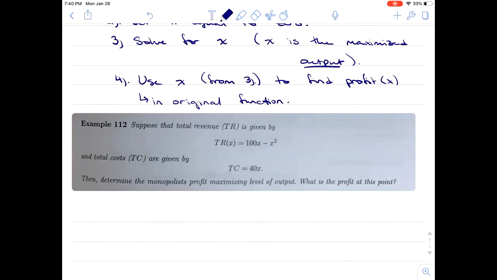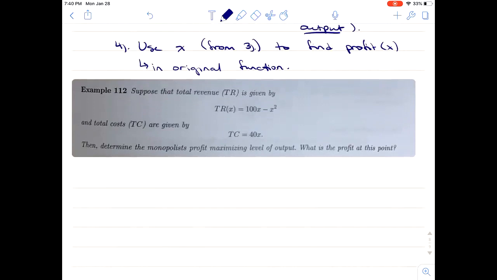Suppose that the total revenue, TR, is given by 100x minus x squared. Okay. So far, that looks fairly similar to question 4 on the practice test. Right? We're given the total revenue and the total cost here, and the total costs are given by 40x. Then, determine the monopolist's profit maximizing level of output. That's like part A on your practice test. Okay. And then what's the profit at this point?